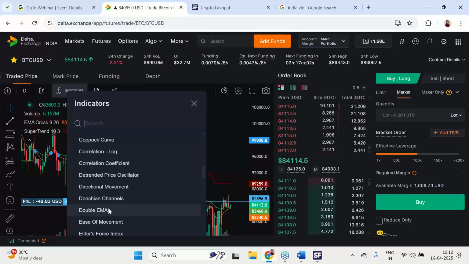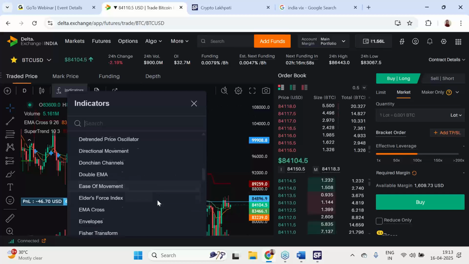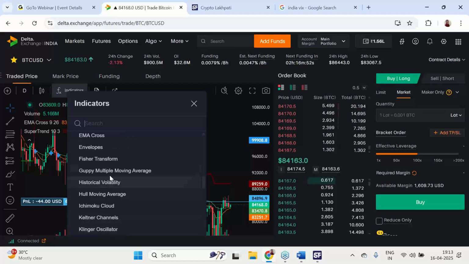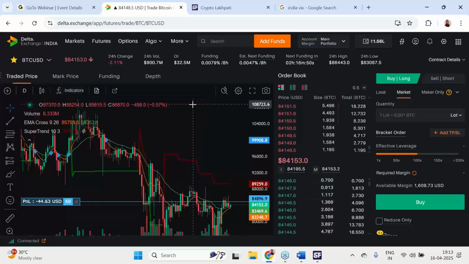Double EMA is another thing you can work with, it will work. Many other things have come. Fisher's Transform also will work. So there are many new indicators that can work. But how many indicators will you study? How many indicators are there? Many of you are studying them. Can anyone tell me, till date, how many indicators are there?